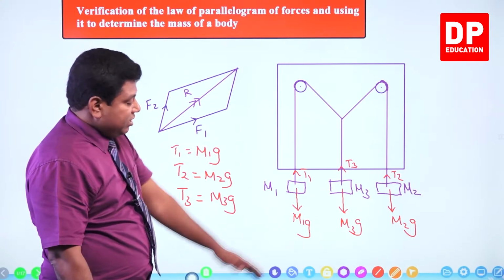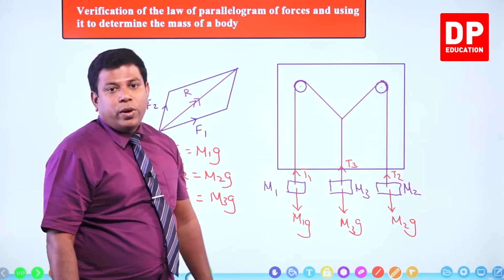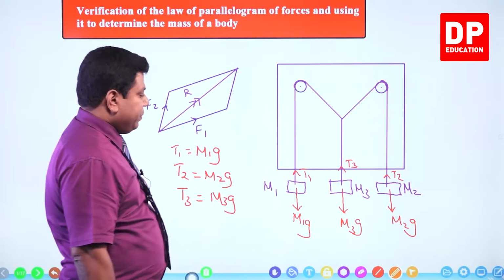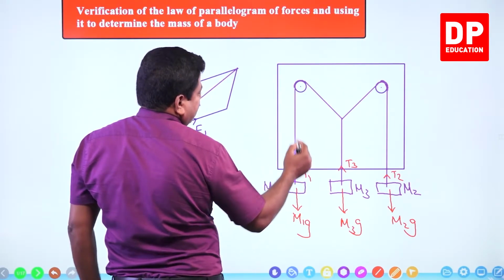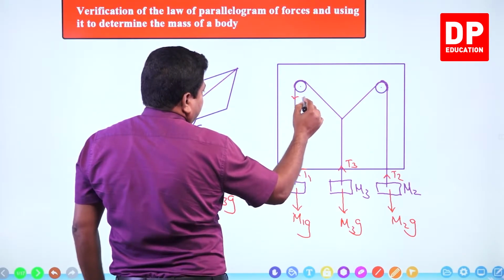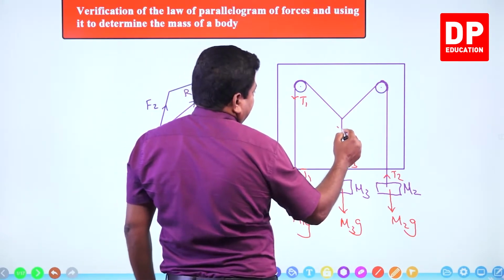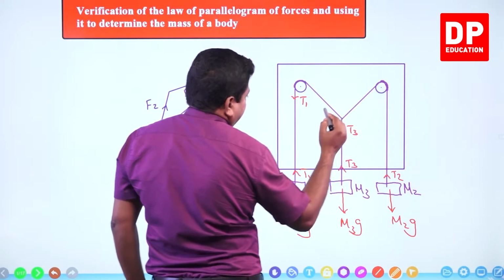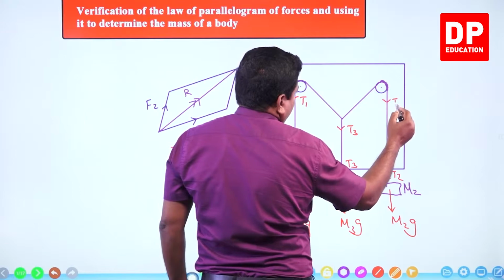Then T1 and M1G are equal. T2 and M2G are equal. T3 and M3G are equal. Further, this is the same string. It goes up to here. If the tension here is T1, I can mark this tension also to be T1. If this is T3, this also has to be T3. If this is T2, here I can mark T2.